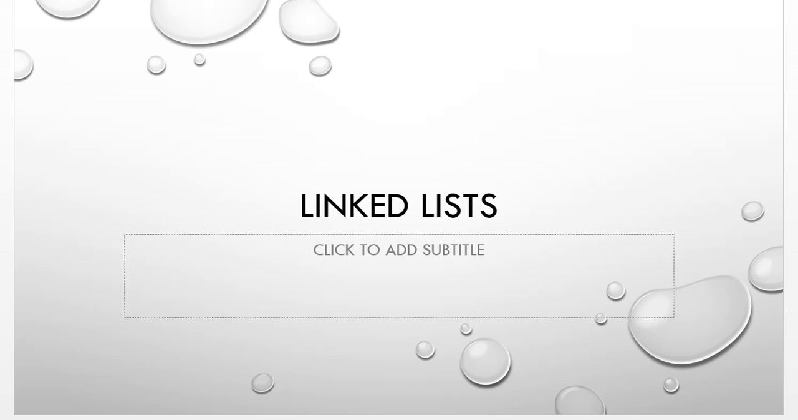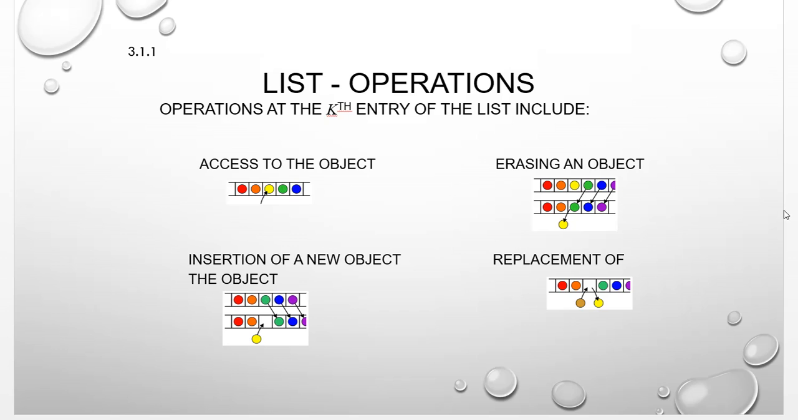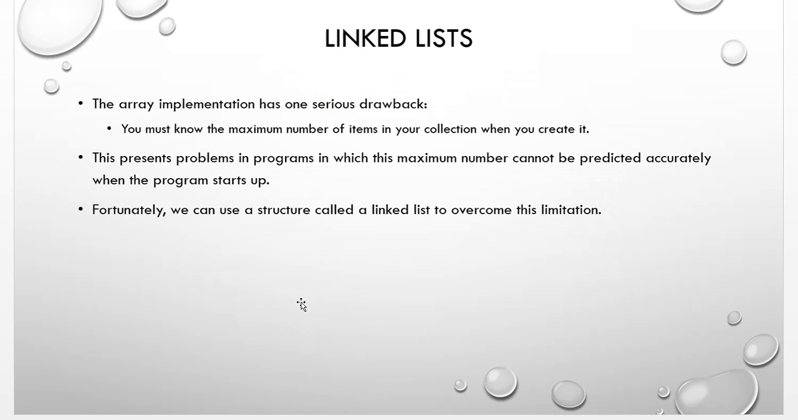So generally, lists have got a number of operations that can occur to them. Firstly, you can access an object that is in a list. So if this is a list, you can just say, I want to see the yellow object, so there's a way you have to do that. Then you can also delete or erase an object from a list. You can also insert a new object into the list, or you can replace an object in a list. So lists can be ordered or unordered, but lists also have their own limitations.